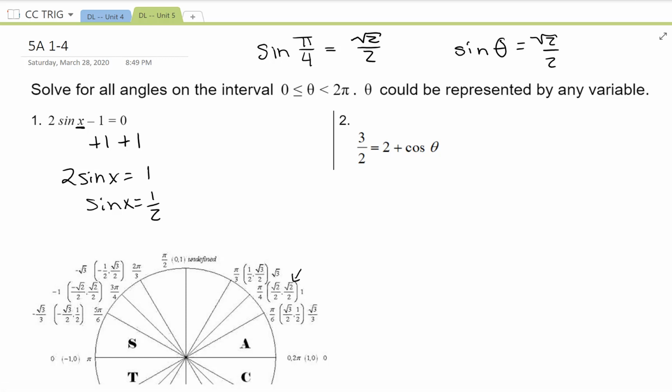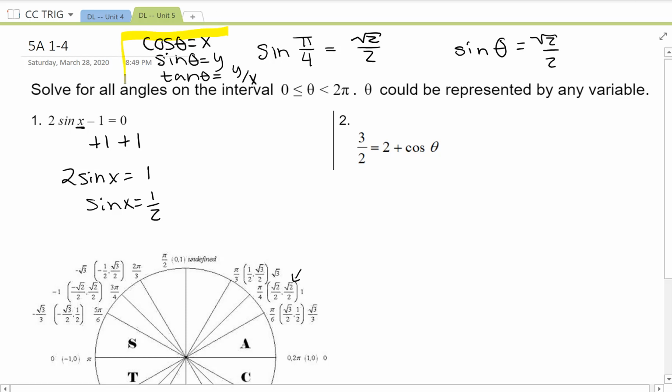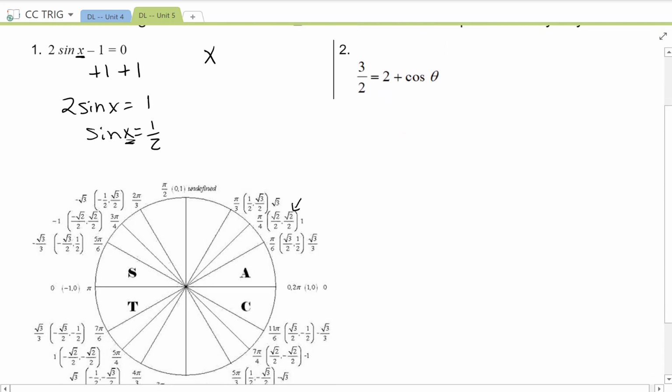Remember the following: cosine corresponds to x, sine corresponds to y, and tangent is y over x. So when they're asking for sine of what angle is equal to 1/2, they're asking for the y value of what angle or angles is equal to 1/2. So I'm going to look for the y value being 1/2. Oh, I see that right here. It's equal to 1/2, so pi over 6 is one of those angles. Where else is the y value equal to positive 1/2? That's also at 5 pi over 6.